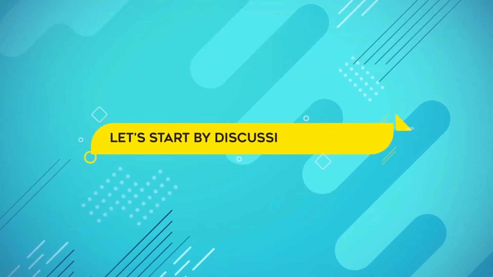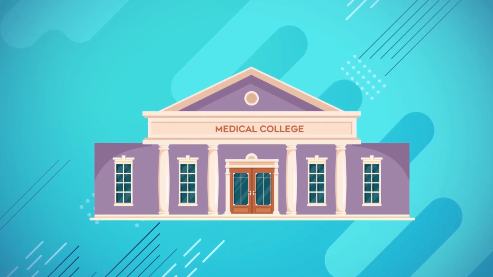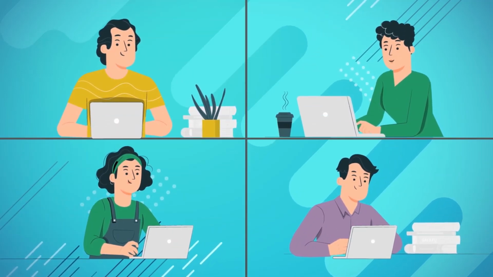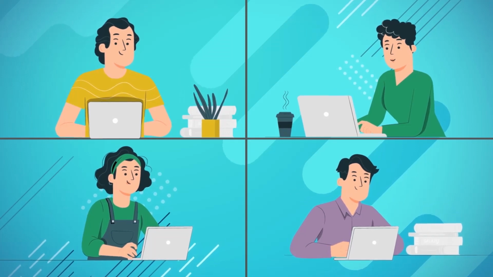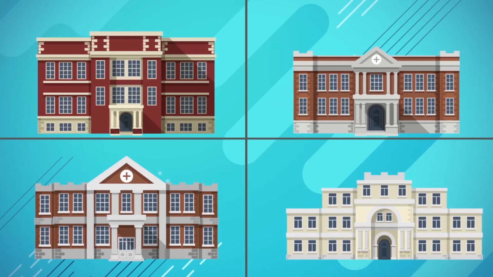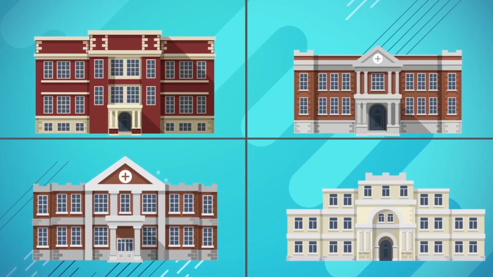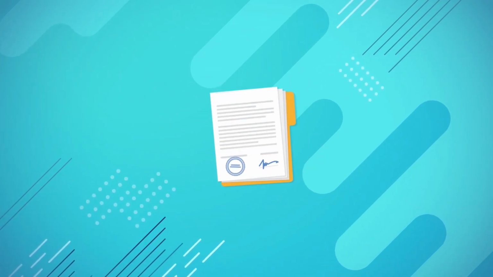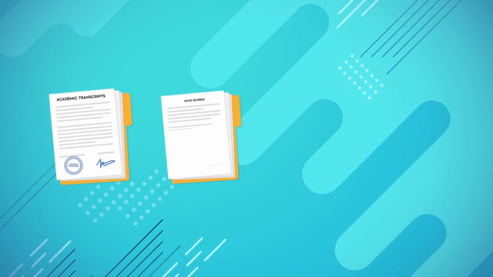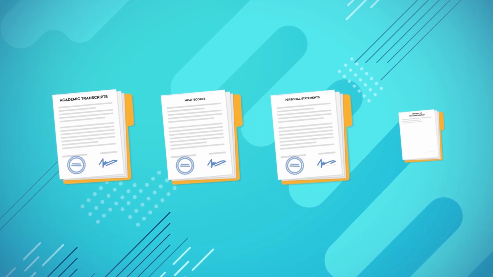Let's start by discussing the AMCAS. The AMCAS, or American Medical College Application Service, is a centralized application service for students applying to medical schools in the United States. It allows students to apply to multiple medical schools with one application, simplifying the application process. The AMCAS collects a variety of information from applicants, including academic transcripts, MCAT scores, personal statements, and letters of recommendation.